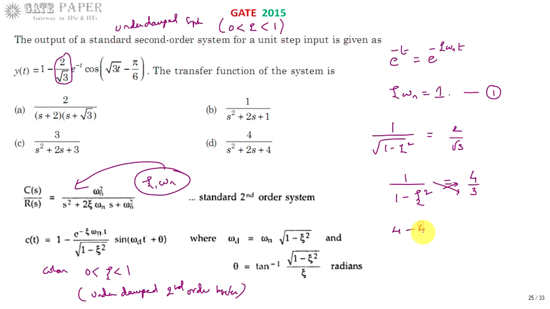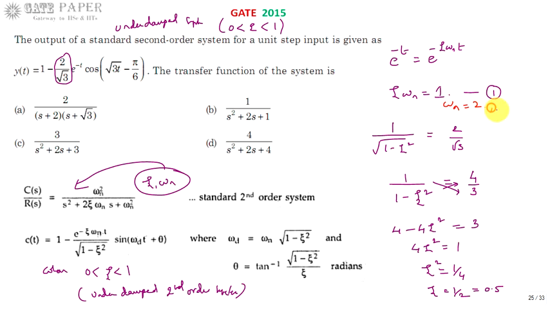4 minus 4 zeta square is equal to 3, so 4 zeta square is equal to 4 minus 3, which is 1. So zeta square is equal to 1 by 4, and zeta value is 1 by 2, that is 0.5. Next, if zeta is 1 by 2, then from equation 1 we can find omega n. Zeta into omega n is 1, zeta is 1 by 2, so omega n is equal to 2.